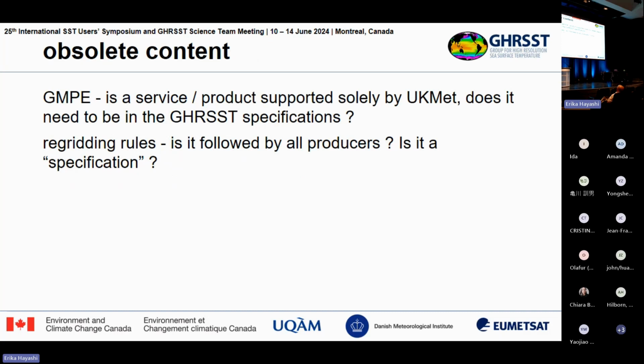So Gimpy is a service and product that is supported and provided by UKMet. So does it really need to be specified within the GDS? Because this is not something that is shared among different producers. There are also some sections in the GDS, for instance, like regridding rules. I'm not sure that it is followed by all producers or that there is an agreement on this. So do we really need to put that in the GDS specification, since this is more like a processing and data issue rather than format?